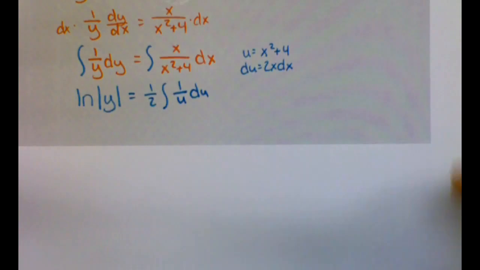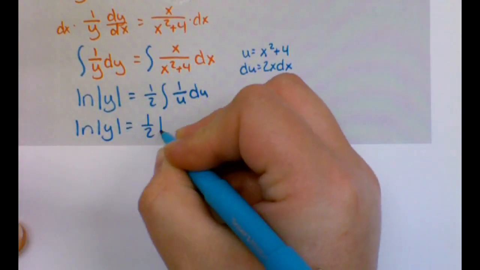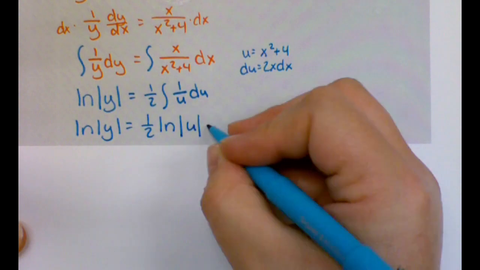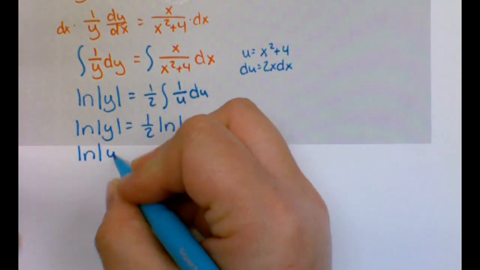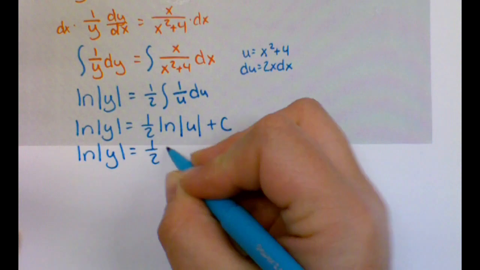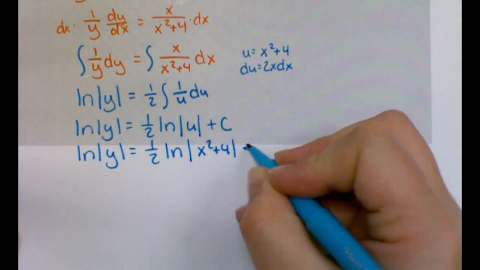All right, so that means the natural log of the absolute value of y is equal to 1/2 times the natural log of the absolute value of u plus c. We'll plug x squared plus 4 back in for u: 1/2 natural log of the absolute value of x squared plus 4 plus c.